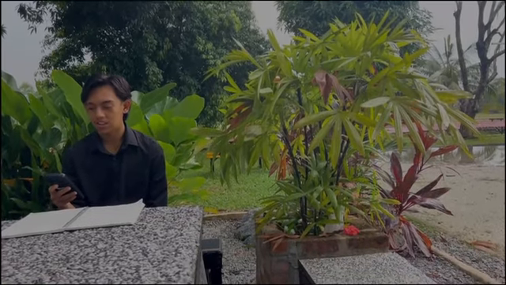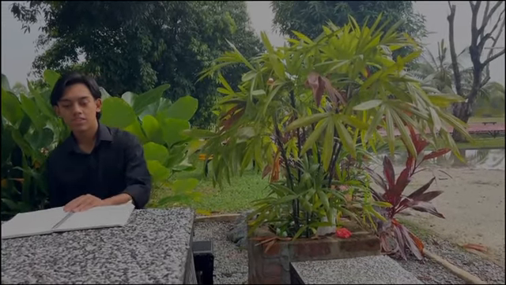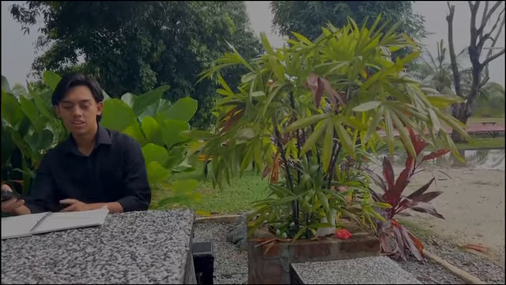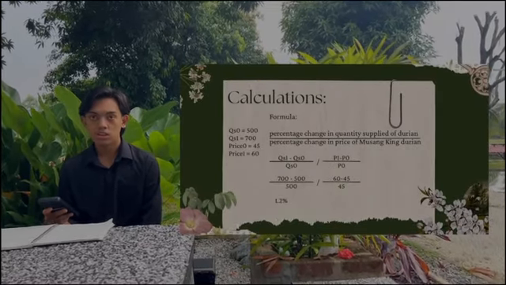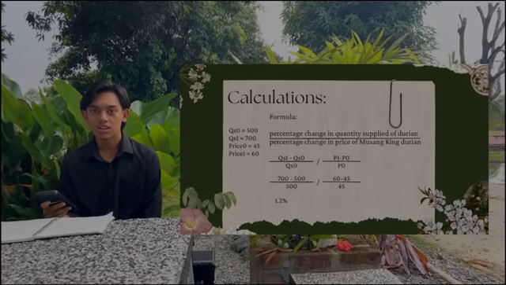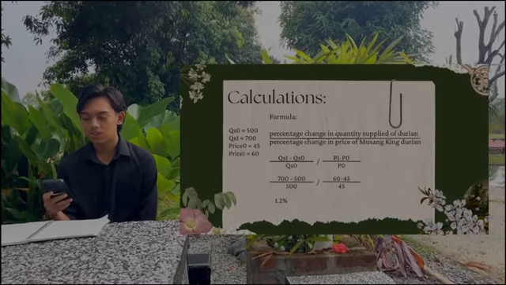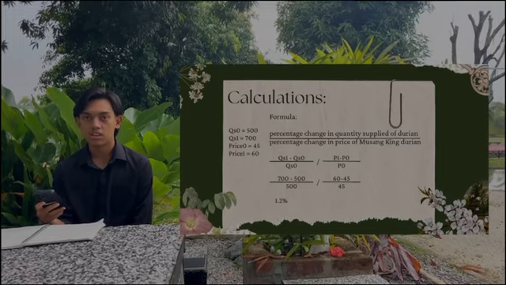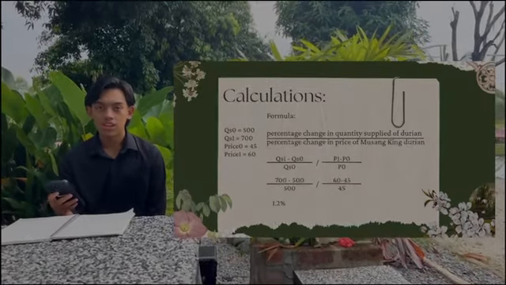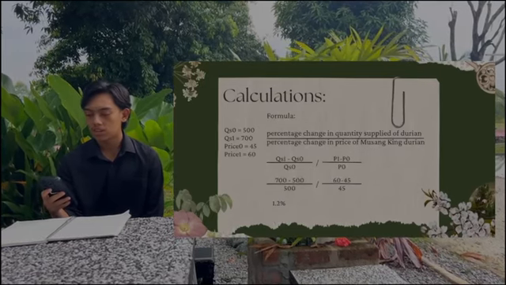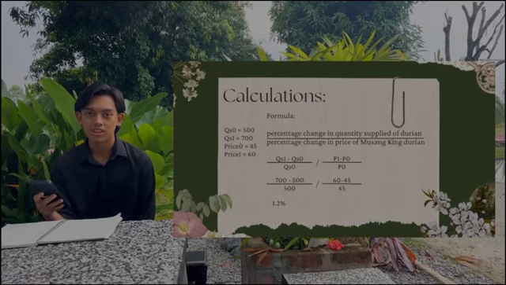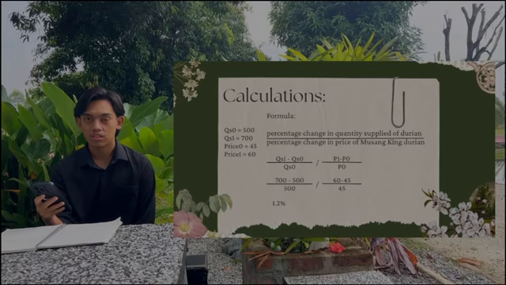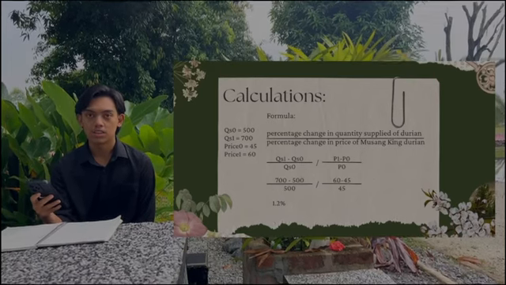Calculate the price elasticity of supply. The extract from the question is QS0 equals 500, QS1 equals 700, price 0 equals 45, price 1 equals 60. The formula is percentage change in quantity supplied of durian divided by percentage change in price of Musang King durian. The answer that we get is 1.2.